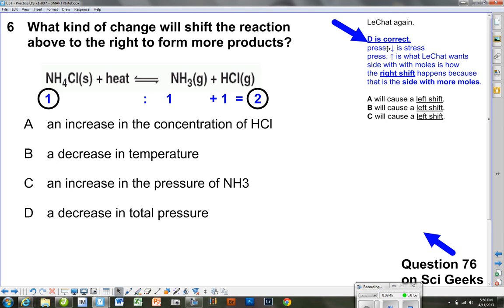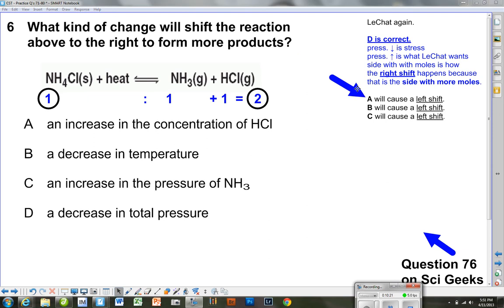Press is short for pressure, and so pressure's down, that's the stress. Pressure up is what Le Chat wants, and the side with more moles is how we get the right shift, by going to the right. And again, I've put for you in this one, the moles on the left are only 1, and the moles on the right are 2. They add up to 2. And so, yeah, we want the side with more moles. Okay, more products happens to be more moles as well.